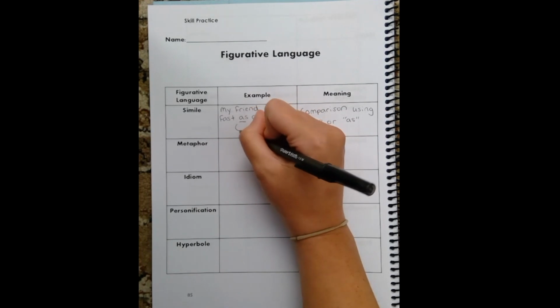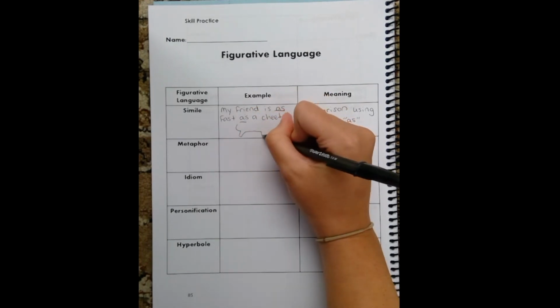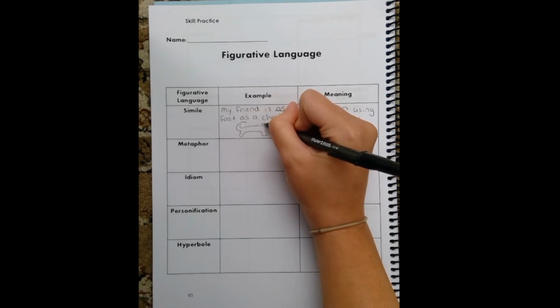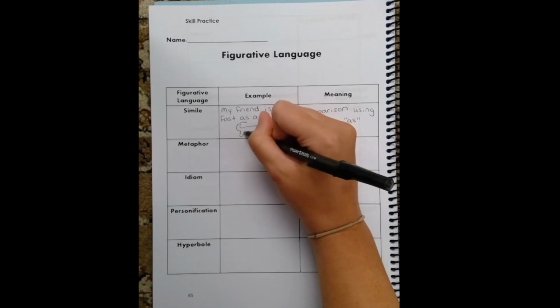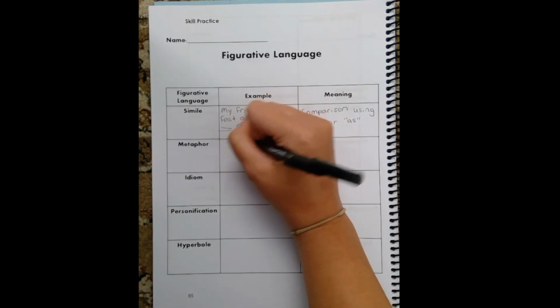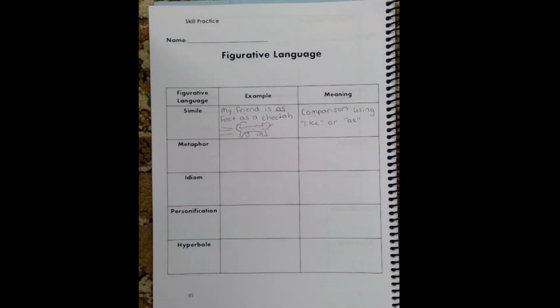I'm also going to draw a little picture with each of these, and I'm just going to be honest with you right now. I always tell my students I'm not a good artist, but it just helps me remember kind of what I'm doing and gives a little bit of a visual to it. So here's my cheetah going super fast. So my friend is as fast as a cheetah.